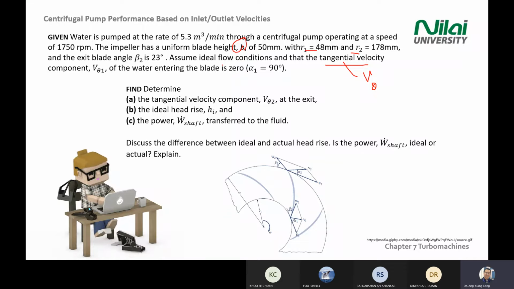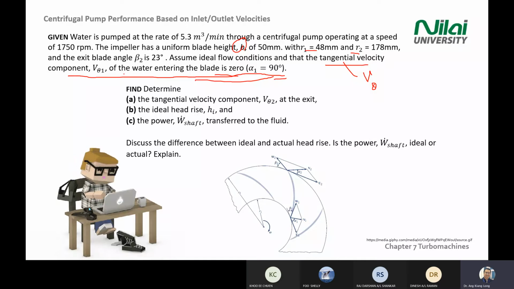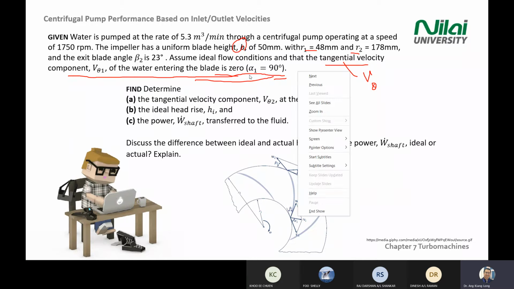So when the tangential velocity entering the blade is 0, it just tells you that alpha 1 equals 90 degrees. If you don't know what this means, please listen back to the previous lecture, maybe one more time, and you will understand. We also proved that when the tangential velocity equals 0, our alpha 1 is 90 degrees. This was covered in the previous lecture, in the last 20 minutes before we ended it.